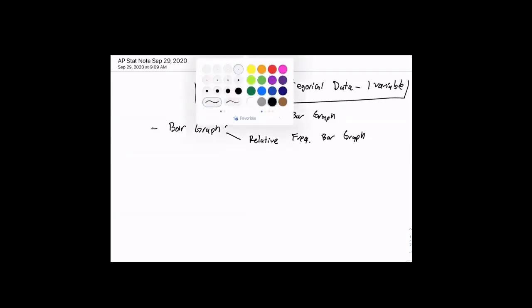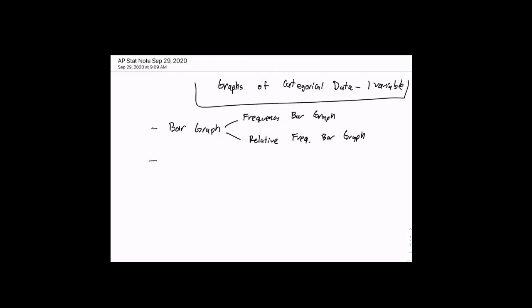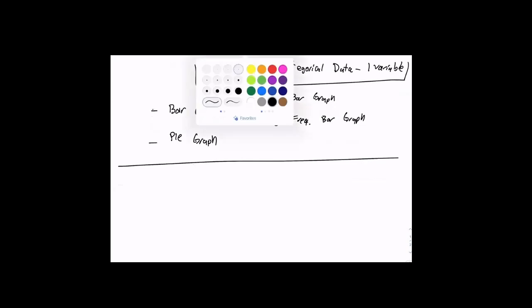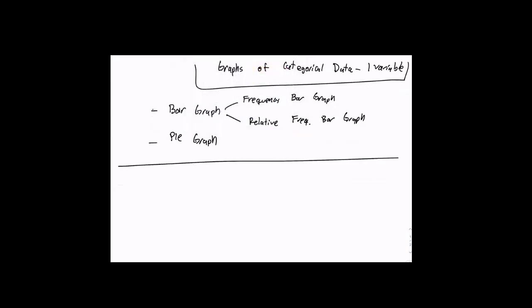Now, something important to note is that these two graphs are technically going to be identical, except for the fact that the percentages, the y-axis in terms of how you label it, will be different. And then we have a pie graph. Now, some notes here about these.